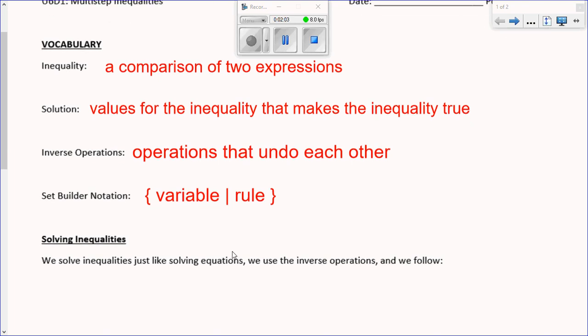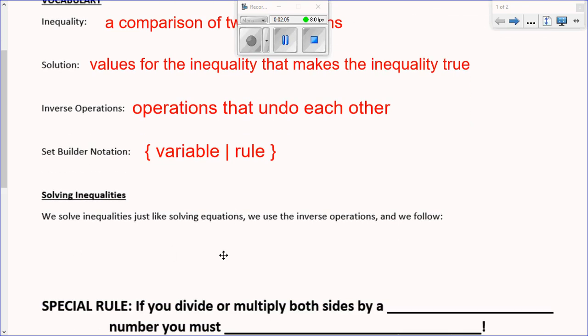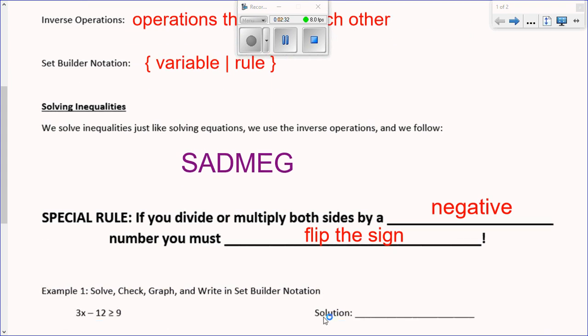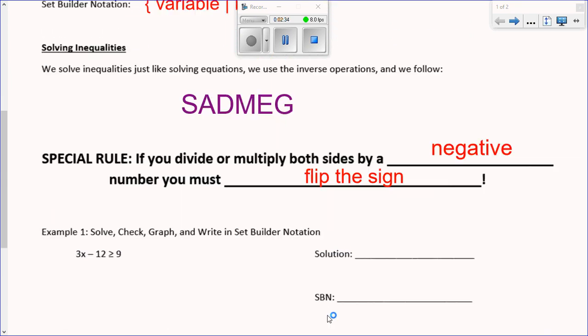Alright? Now solving inequalities, we solve just like we solve equations using inverse operations. Sad Meg, who's still sad because they don't know where their x is. But in addition to using sad Meg, we have this special rule for inequalities. And it says if you divide or multiply both sides by a negative number, you must flip the inequality sign. So if it was less than, it's now going to be greater than. Okay? So let's do an example.